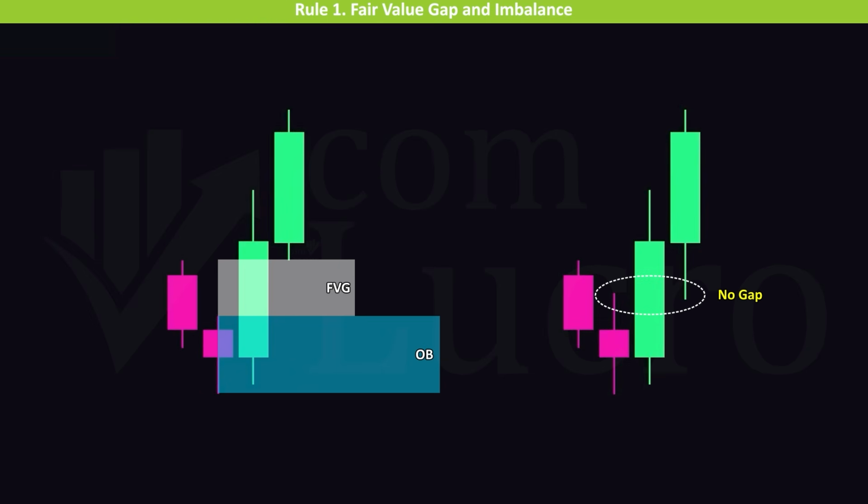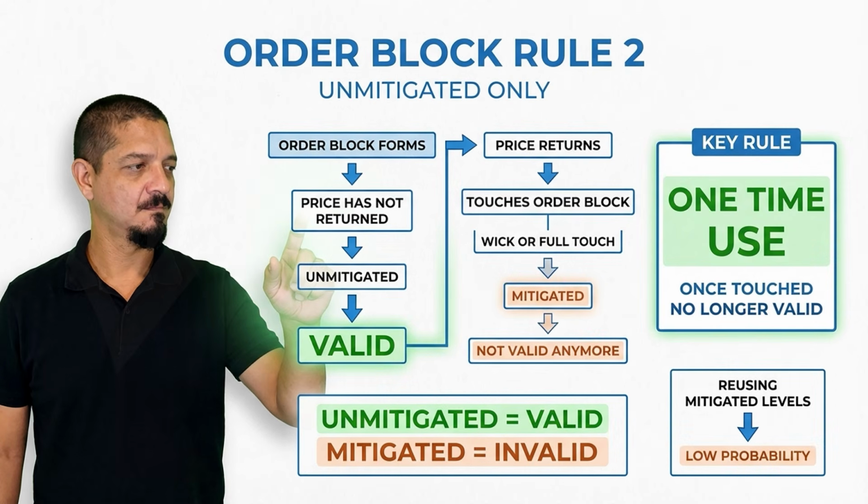To mark it, we take the candle just before the inefficiency and draw a rectangle covering the entire candle, from the highest wick to the lowest wick. The second rule is that an order block must remain unmitigated. In most cases, order blocks are considered a one-time use.